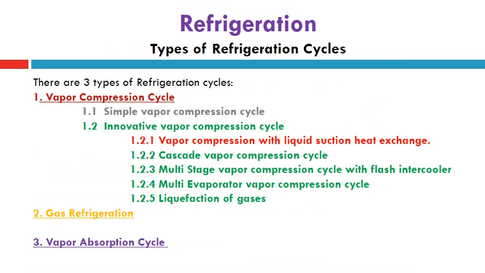Types of refrigeration cycles. There are three types of refrigeration cycles. 1. Vapor compression cycle. 1.1. Simple vapor compression cycle, which we have discussed before, and some solved problems based on this simple vapor compression cycle will be discussed during these lectures. Section 1.2. Innovative vapor compression cycles.